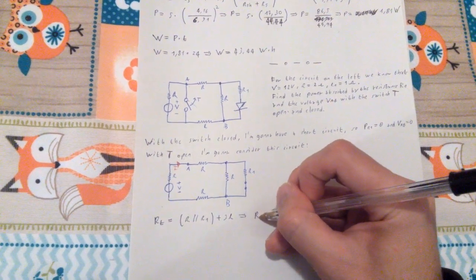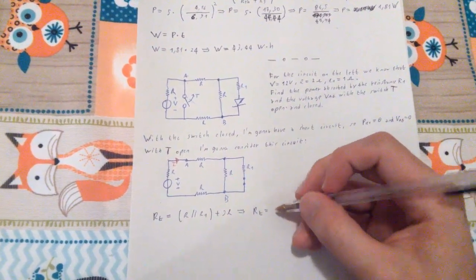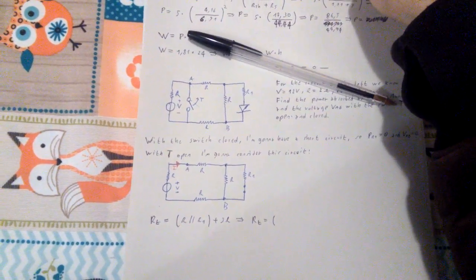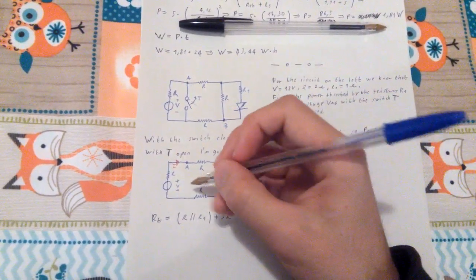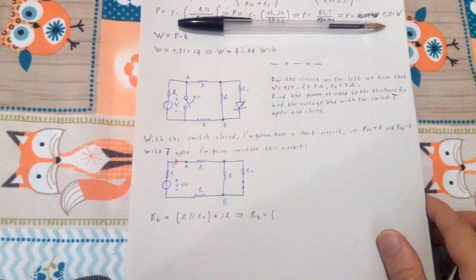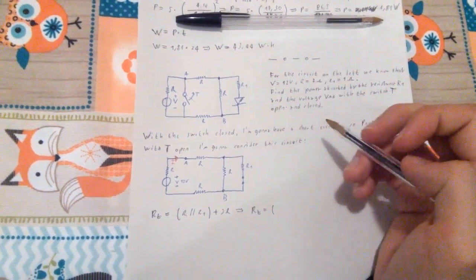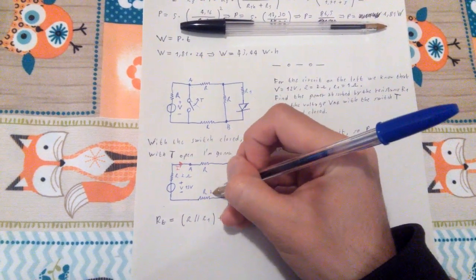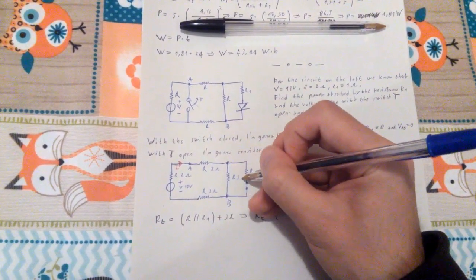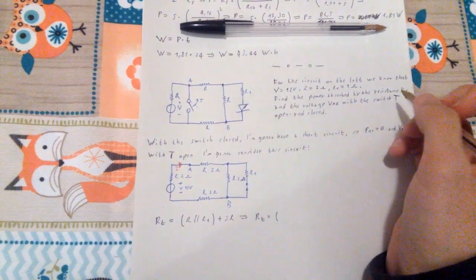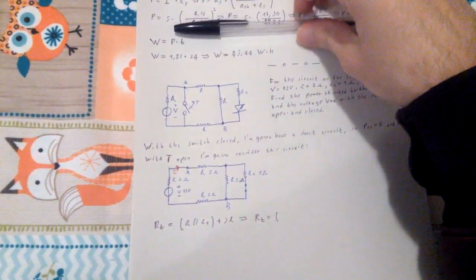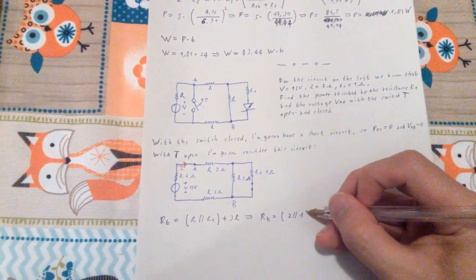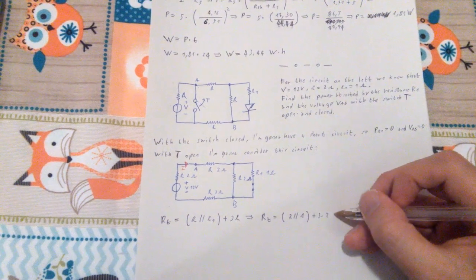So R total is, well, R, which is, I didn't write it. Dang, I should really write that. I always say to do it, but I never do it. 12 volt, R is 2 ohm, 2 ohm, 2 ohm, 2 ohm, and 1 ohm. So R is 2 in parallel with 1, plus 3 times 2.